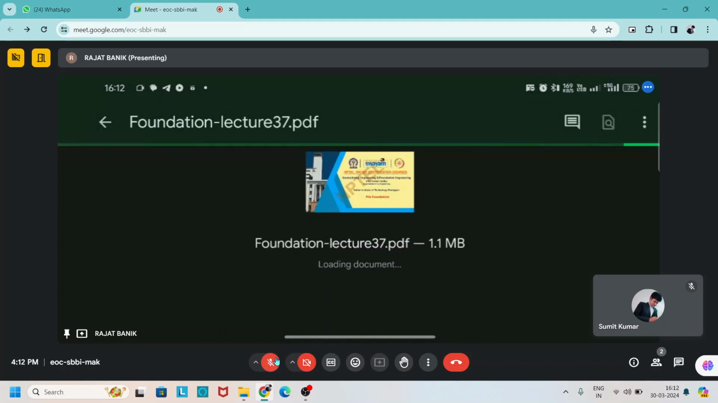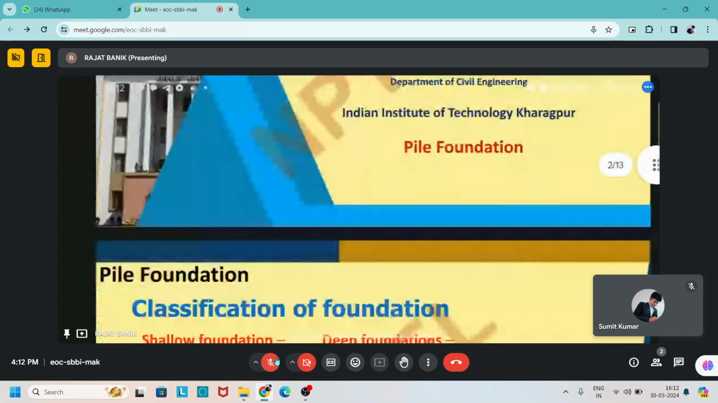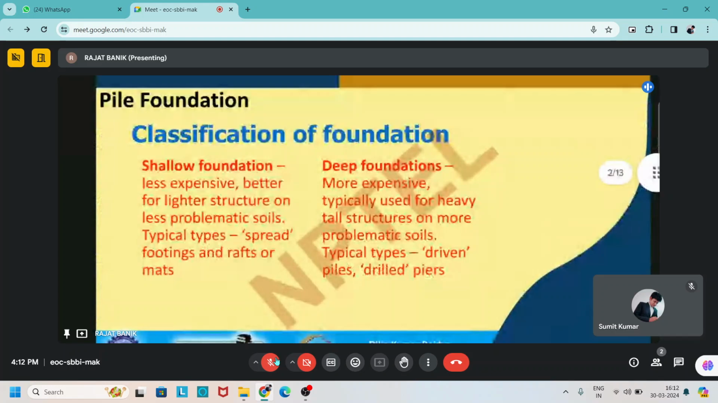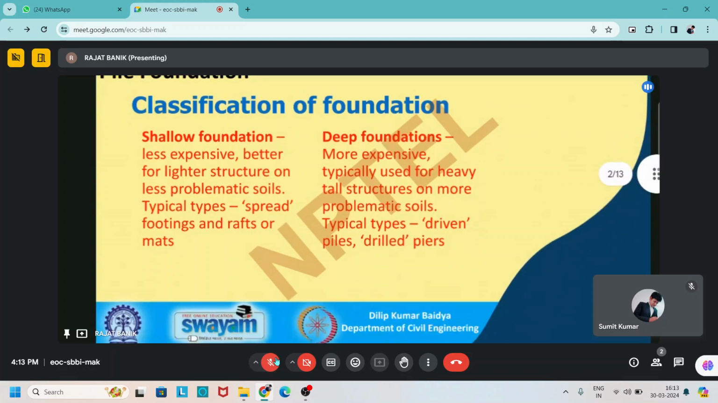the pile foundation. So we studied the different classifications of the foundation, which are shallow foundation and deep foundation. We studied that shallow foundation is less expensive and better for lighter structures and less problematic soil. A deep foundation is more expensive and typically used for heavy tall structures and mostly on problematic soil.